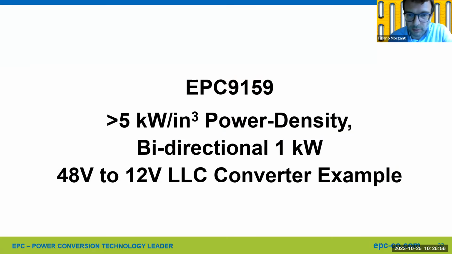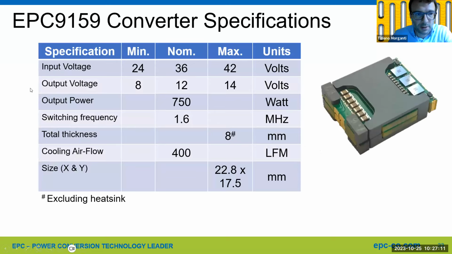Finally, let's have a look at our EPC9159, which is a very high power density bidirectional bus converter. So it's a 48 to 12 volt fixed ratio LLC converter. The specs. So the power stage is a 3-to-1 fixed ratio converter. So nominal is 36 to 12. And it can work from 24 up to 42 volt input. And the input to output ratio is fixed at 3-to-1.